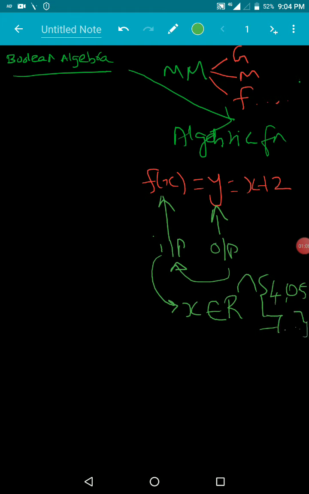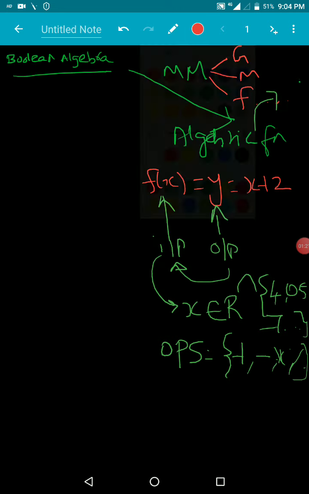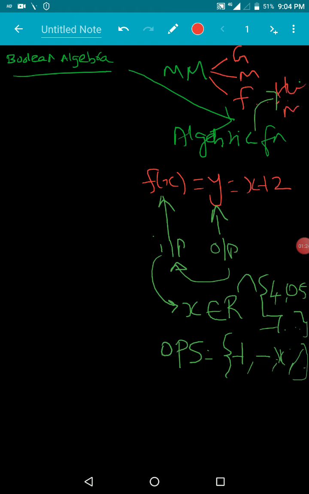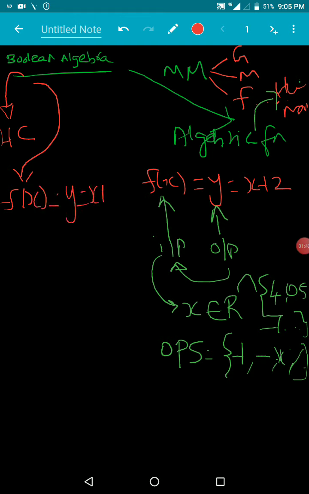The operations between those values are addition, subtraction, multiplication, and division. Generally, these algebraic functions are related to humans. Boolean algebra is related to hardware circuits. Boolean algebra looks like f of x equal to y equal to x plus 1.